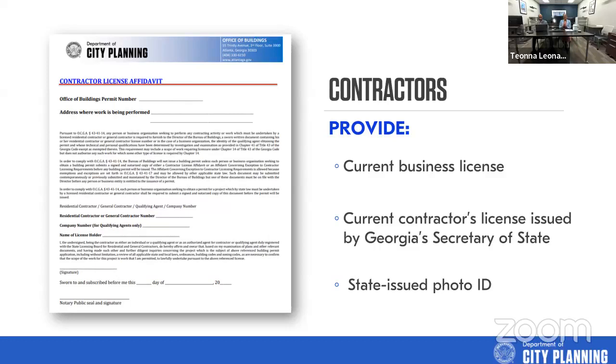However, we cannot accept that. We've had people try to submit screenshots of that. We actually need the physical card that was issued to the contractor by the Secretary of State, and that's for the protection of the contractor. Because again, anyone can go to a website and pull up any contractor's information and submit it as their contractor. We need to see the license that is issued directly to that contractor. In addition to that, we need their state-issued photo ID.